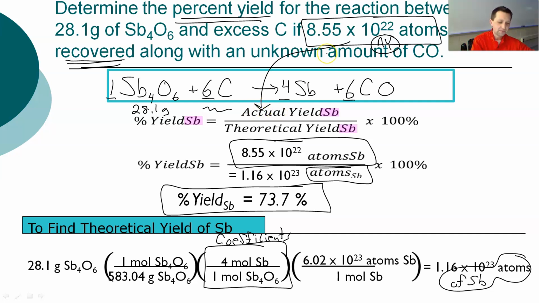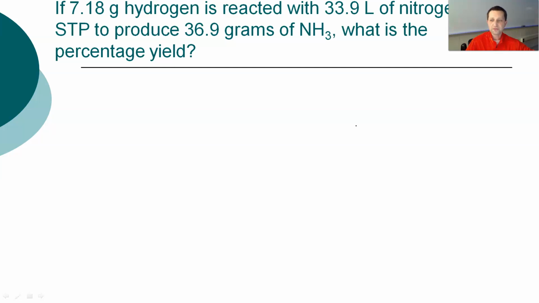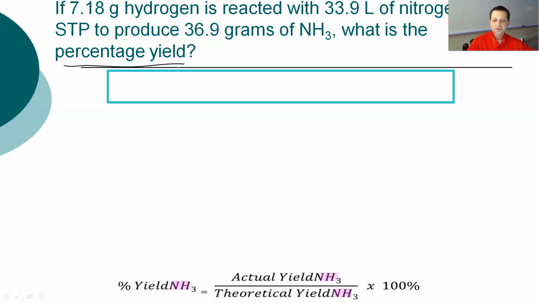You have your actual from the problem itself, you find the theoretical from stoichiometry, pop them into your equation, and you're done. Let's go ahead and do this one. Okay? It's the next class example on your note sheet. You have 7.18 grams of hydrogen reacted with 33.9 liters of nitrogen at STP to produce 36.9 grams of NH3. What's the percentage yield? So it's asking you for a percent yield, so we know we have to use our percent yield formula, which is percent yield of NH3 is equal to actual yield of NH3 over the theoretical yield of NH3 times 100.